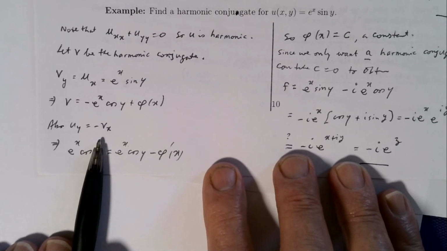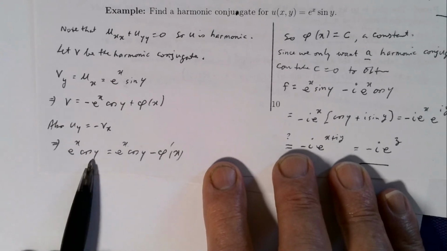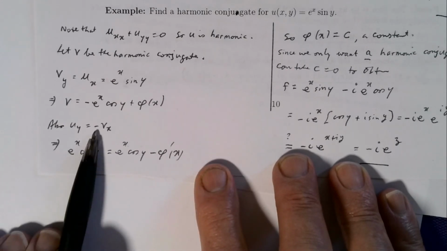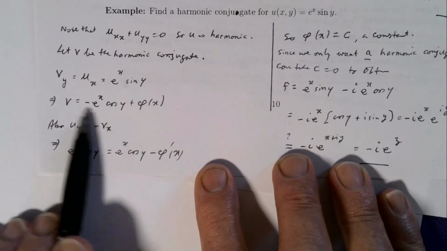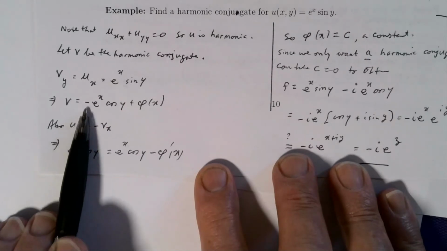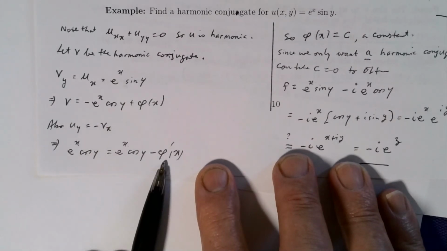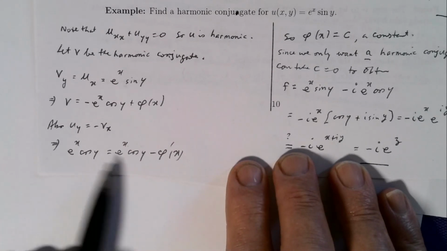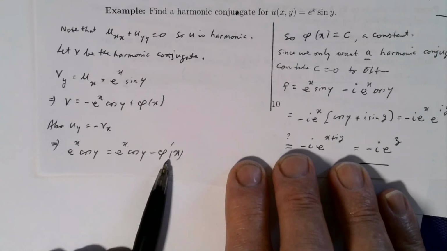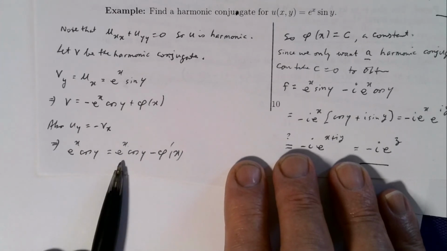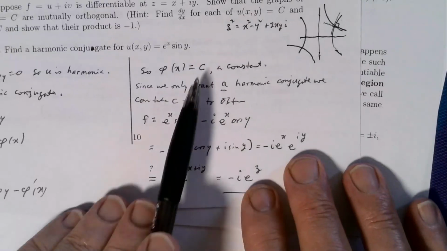So if I work out u sub y, that gives me e to the x cos y, and this is supposed to be minus v sub x. If I differentiate this with respect to x and put a minus sign, I get e to the x cos y, and then minus phi dashed of x. So these cancel out, these have to match, and I find then that phi dashed of x is just 0, and that means phi of x is just a constant, which I'll just call c.